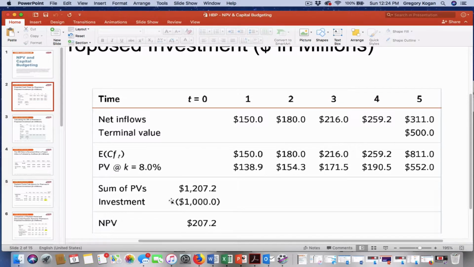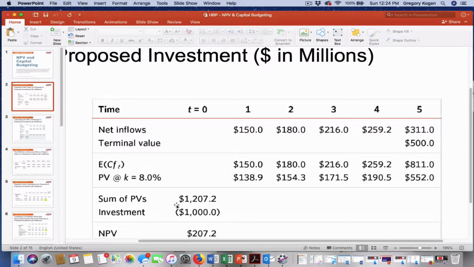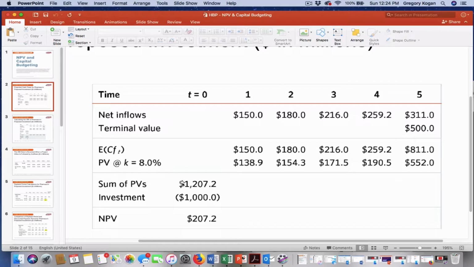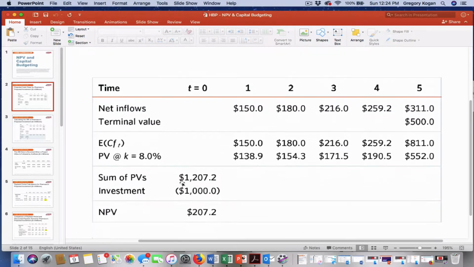Given that we put in a billion, I believe, and then we're getting 1.207 billion back, the net present value is 207 million, which really means that at a risk rate of 8%, we have a positive investment. Even after discounting everything by 8% a year, this is positive.